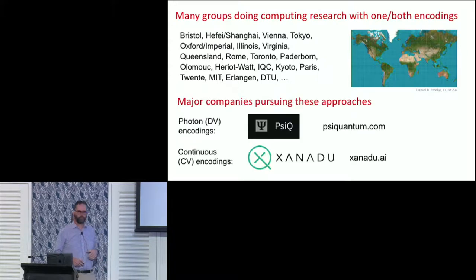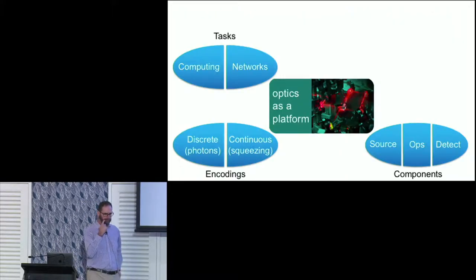In this space, there's also a couple of major companies pursuing these approaches, okay? And there are two in particular that are notable. In the photon encoding space, there's PsiQuantum, based in California, CEO'd by Jeremy O'Brien, a former CQC2T member, and Xanadu, based in Canada, looking at continuous variables approaches. Christian Weedbrook, who's also out of a centre background as well. So these are the two big players in this space.